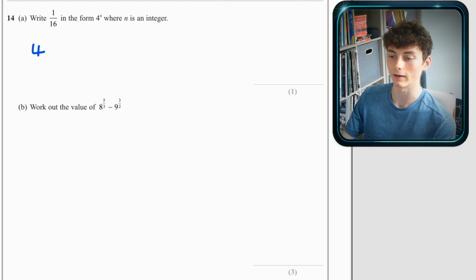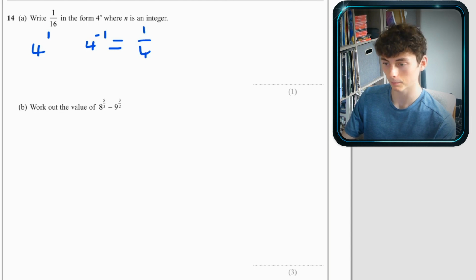So 4 can just be written as 4 to the power of 1, and 4 to the minus 1 can also be written as 1 over 4. So at least we've got a fraction with 1 at the denominator, but we've only got 4 on the base. So how do we get the 4 to become 16? We square it.